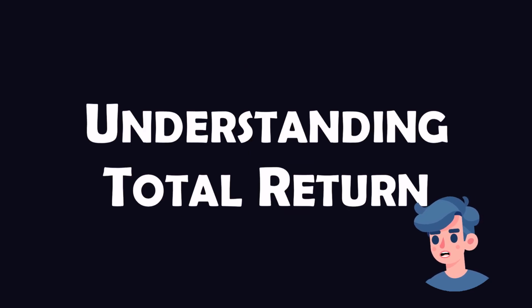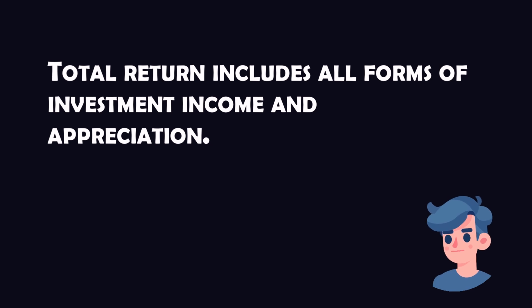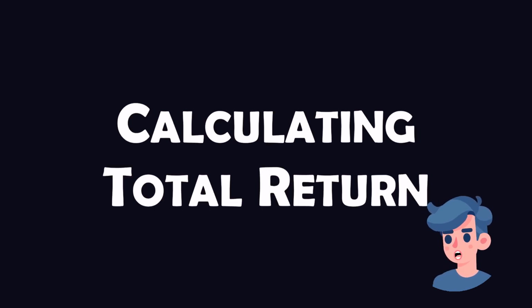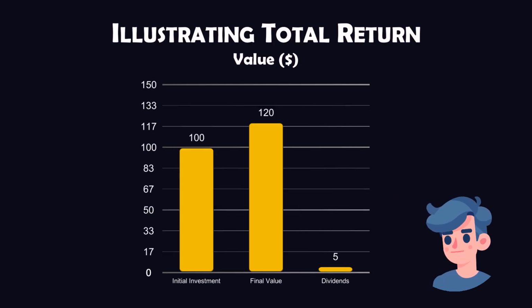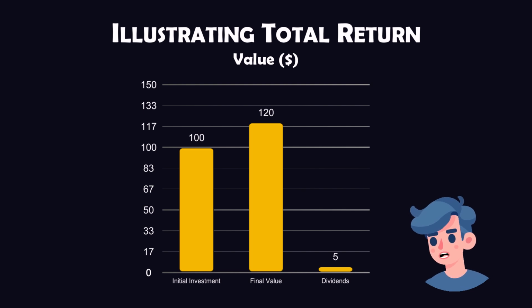Now let's dive deeper into different types of returns, starting with total return. Total return accounts for both the capital gains and the income generated from an investment, such as dividends and interest. For example, if you purchase a stock for $100, it appreciates to $120, and you received $5 in dividends, your total return is $25 or 25%.